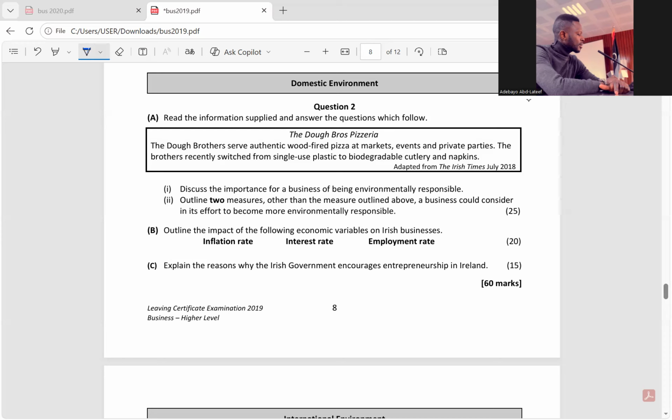Now, a low employment rate, or unemployment. If there's unemployment, it means people will not have jobs. And when people don't have jobs, government has to pay unemployment benefit. That increases government expenditure, and that might as well increase the government deficit.